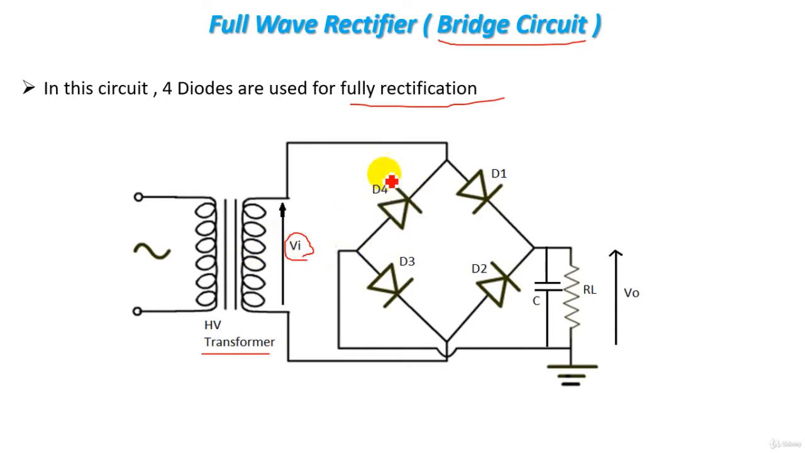As we observe, in this circuit we use 4 diodes, D1, D2, D3, D4 for full rectification. Also we have a capacitor here for reducing the ripples. Also we have RL, which is our load. Also we have V output, which is our output voltage, and we can predict that V output here will be high voltage DC. So this is the input voltage and this is the output voltage of our circuit.